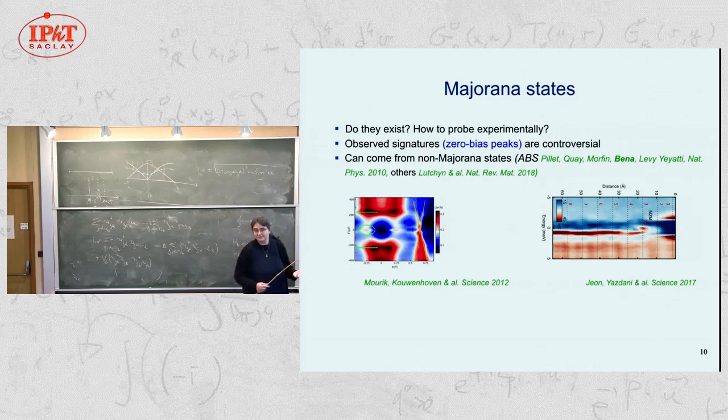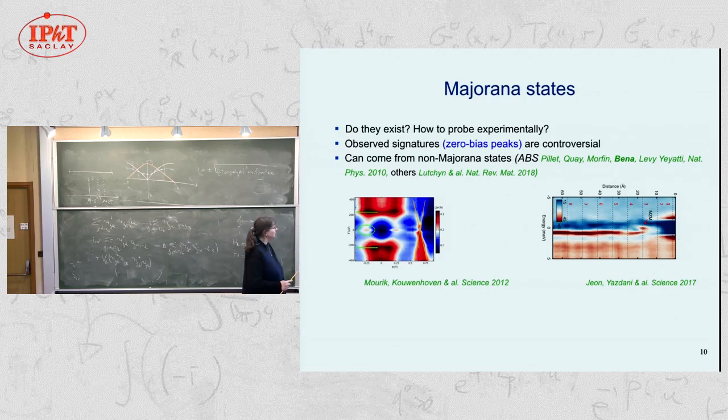But then other people came and said, well, they could be bound states from any other reason, like Andreev bound states or whatever other bound states, or Kondo, or there are many other possible sources of zero energy states. And they said, well, you cannot prove these are Majoranas. You claim they're Majoranas, but you cannot prove it because you only see a zero energy peak. How do you know this is a Majorana or not?